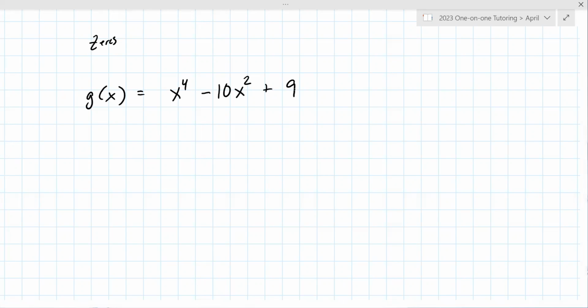Let's go. And this is finding the zeros. Okay. Let's go x to the 4th minus 10x squared plus 9. So this is like a higher order factoring that we hadn't seen until we did this problem here.